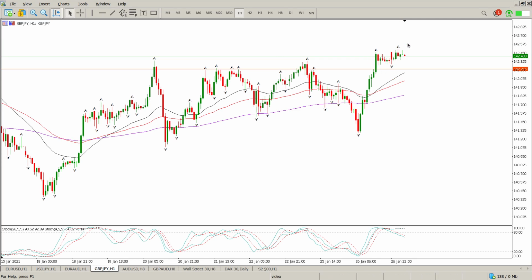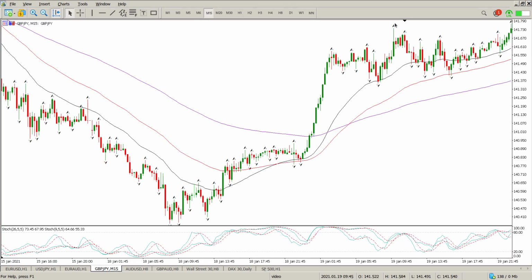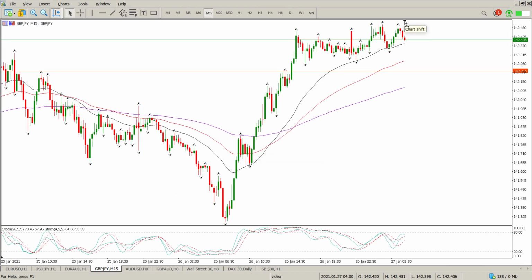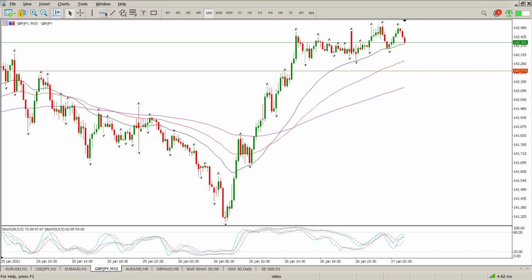So what I need to do is wait for some kind of pullback onto structure, and 142.200 is definitely the structure I'm waiting for. If that holds, there are opportunities for a long. There are a few gaps to the downside though, just bear that in mind. You can see one very clearly there, and is there another one? No. Saw one on the hour. That looks like the clearest one there. So there you go.